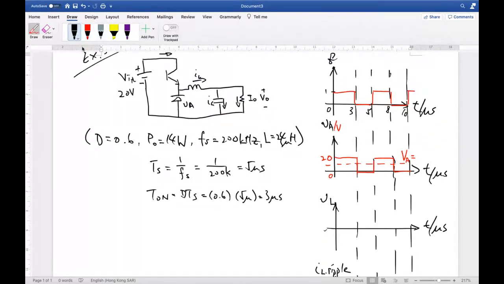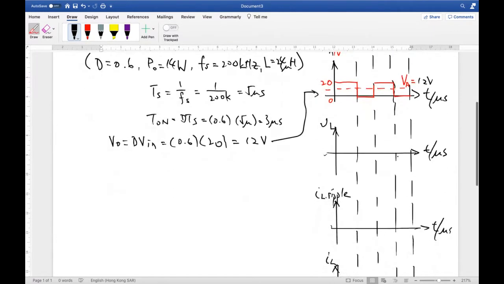So this is the buck converter. V naught is equal to D Vin, and then substituting the parameters, we will have 12 volt. So 12 volt, we label it here. Okay, so this is done for the second waveform.